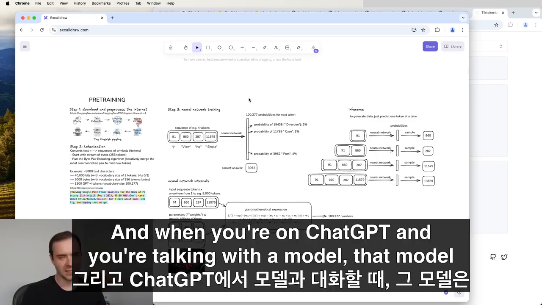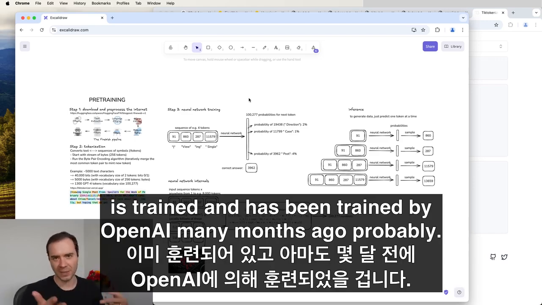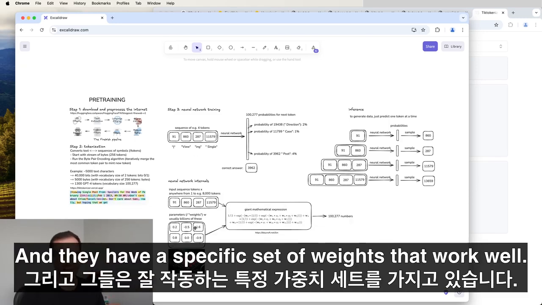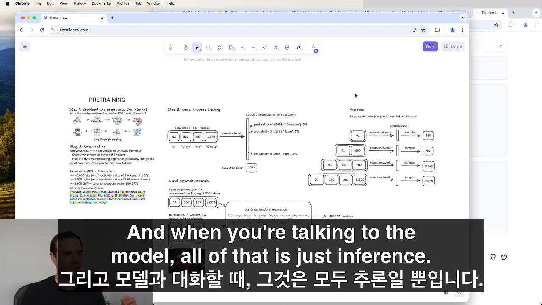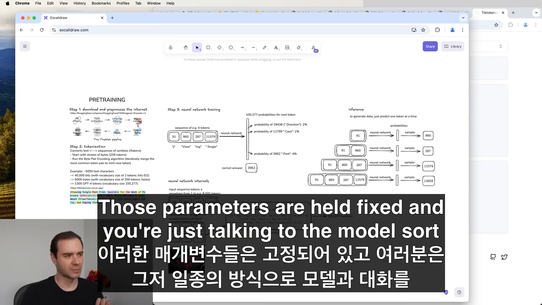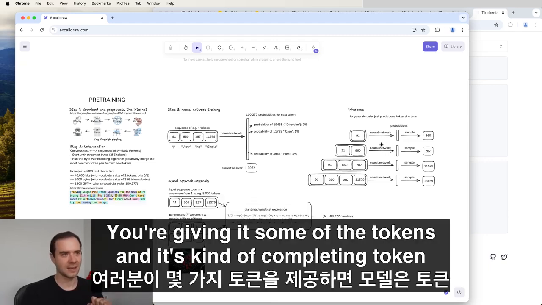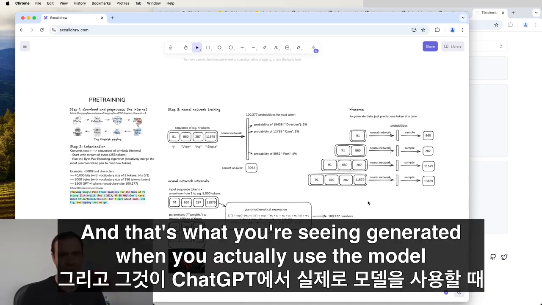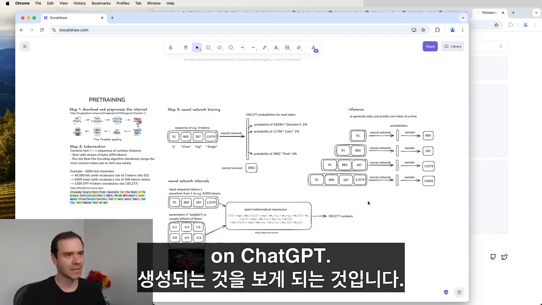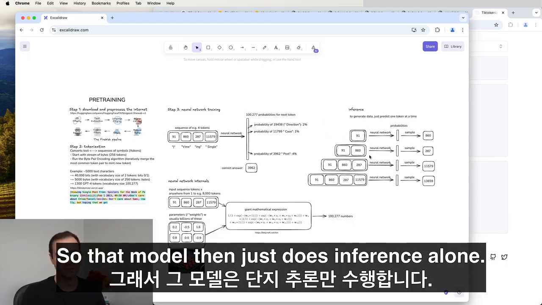When you're on ChatGPT and you're talking with a model, that model has been trained by OpenAI many months ago probably. And they have a specific set of weights that work well. When you're talking to the model, all of that is just inference. There's no more training. Those parameters are held fixed, and you're just talking to the model. You're giving it some of the tokens, and it's completing token sequences. That's what you're seeing generated when you actually use the model on ChatGPT. So that model does inference alone.